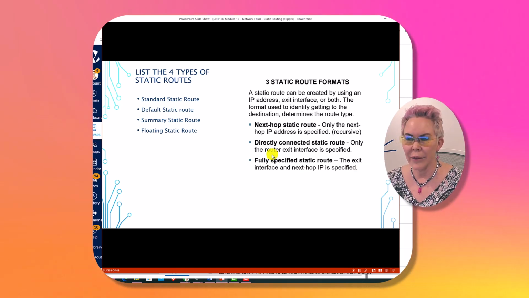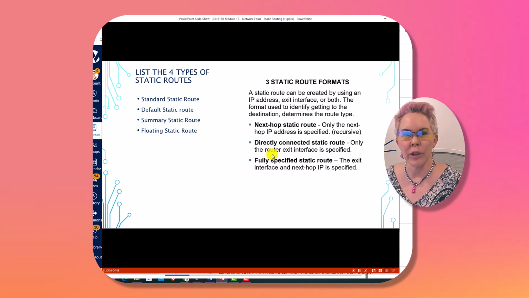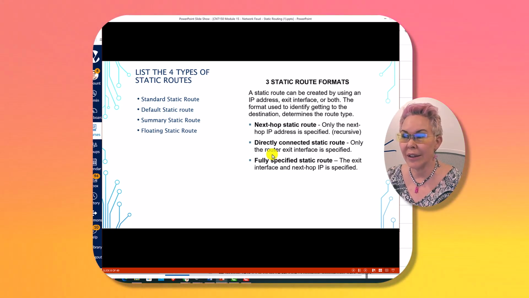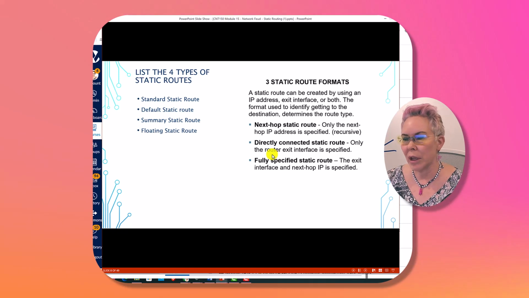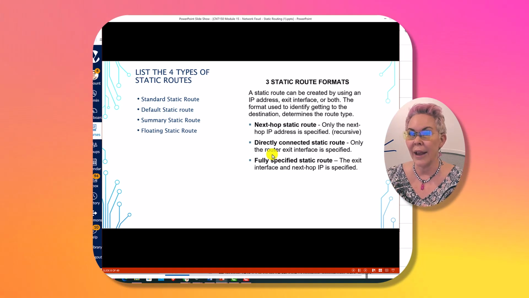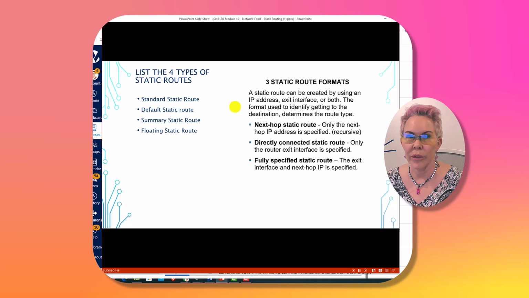And then lastly is the fully specified static route. This would be my very favorite one. One thing about the fully specified static route is it doesn't work in Packet Tracer. A fully specified static route just means that we're giving the route statement everything. We are giving it the next hop address and the exit interface. And I'm going to walk you through some examples of all of these.